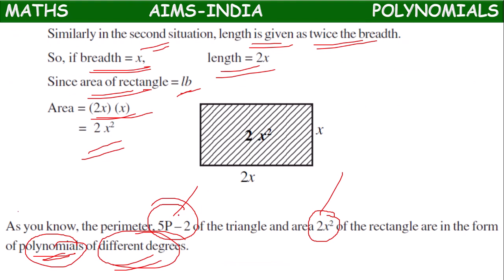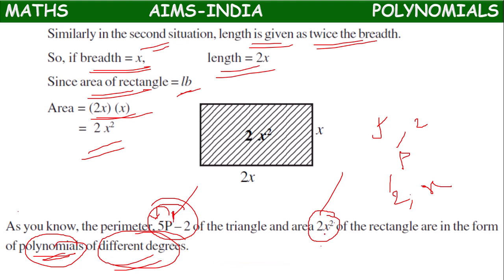Now 5p minus 2 is constructed with the help of constants 5 and 2 and the variable p. What about 2x square? It is constructed with constant 2 and the power 2 and variable x. It is constructed with constant 2, which is the coefficient. Before the variable, whatever term we are having is called the coefficient, but here the variable doesn't have any power, so we can assume it is 1.